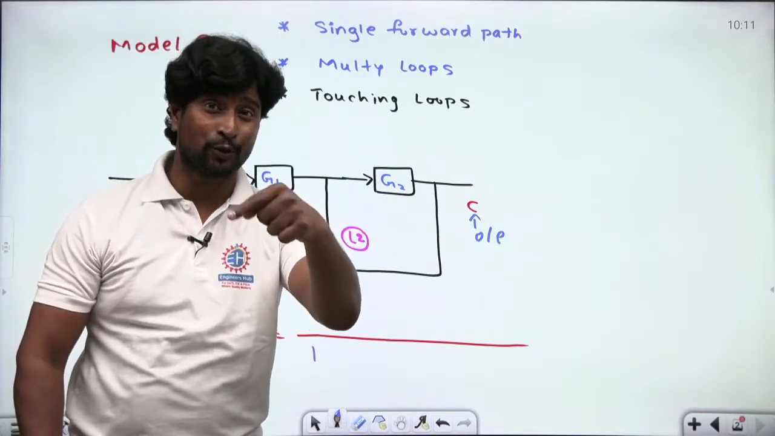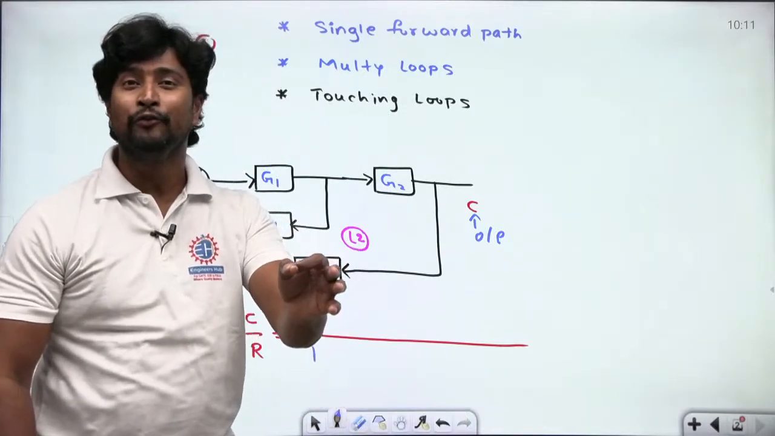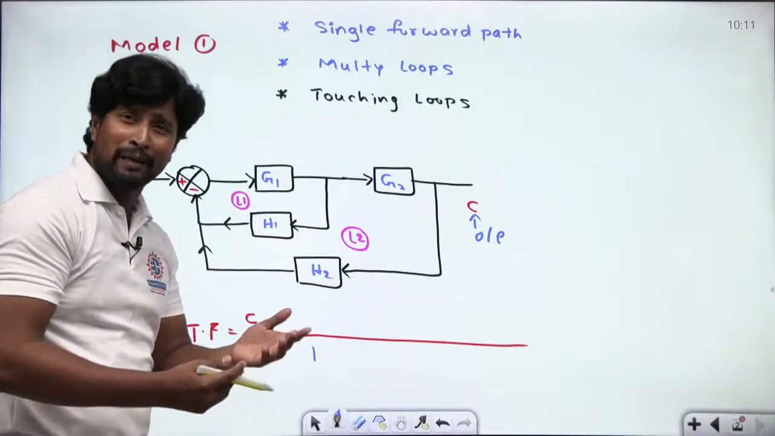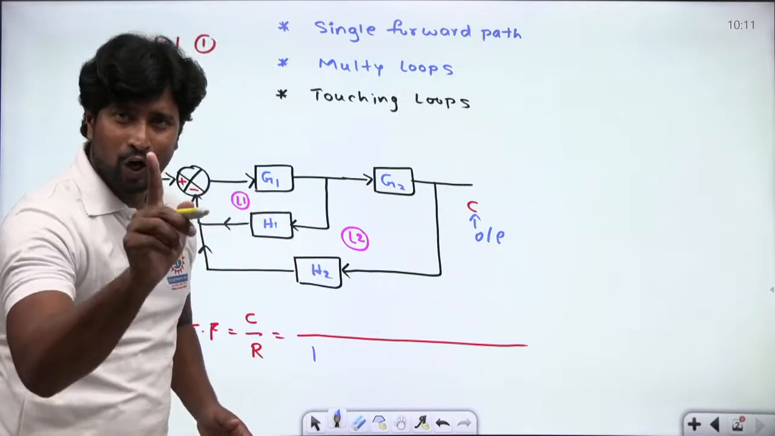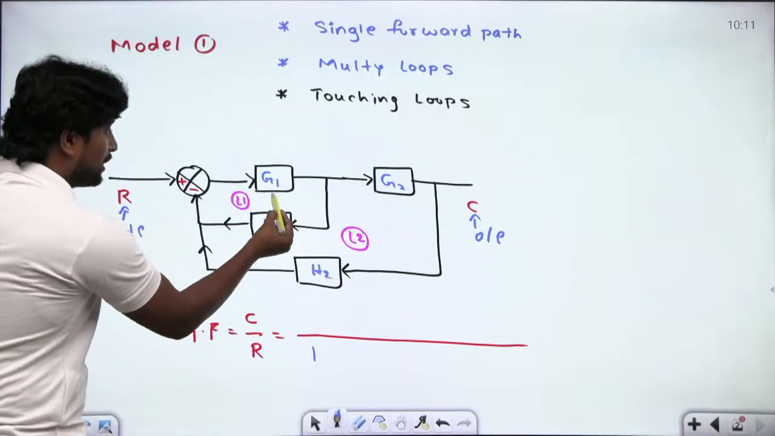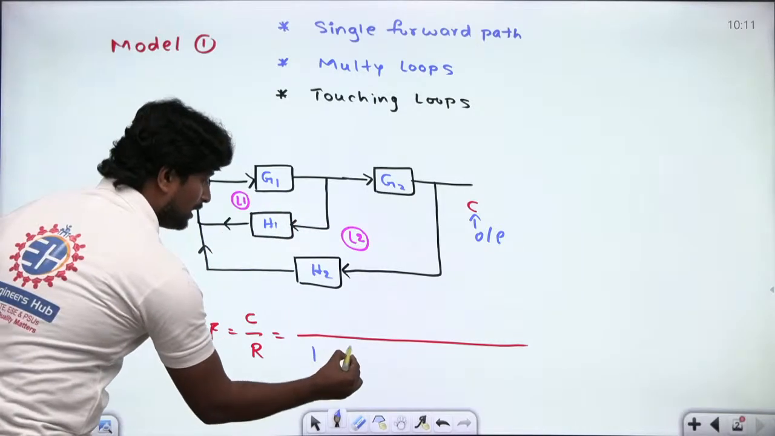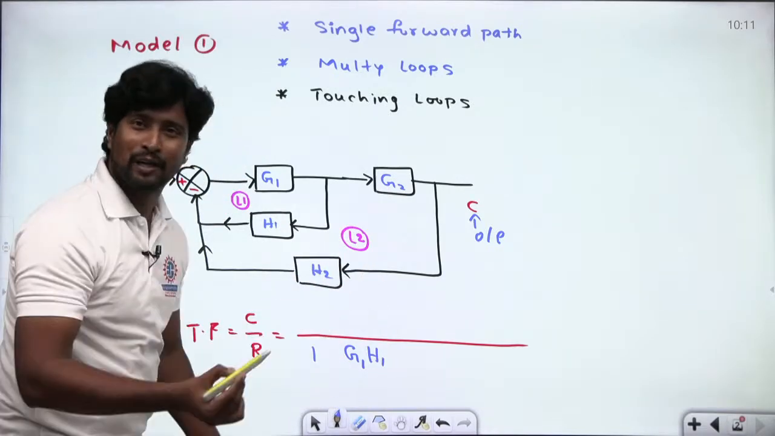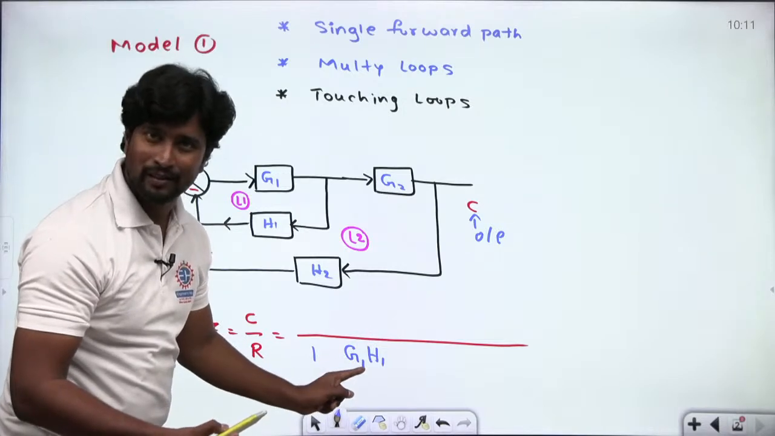Guys, one more time I would like to repeat. The denominator part is made up of either loops or feedback paths. That means, check once, this is the feedback. Every feedback makes a loop. I think you know. Are you clear? So guys, tell me, how many loops are here? Two loops, right? What is the first loop value? G1, H1. Are you clear? So that is the loop value, the loop gain.